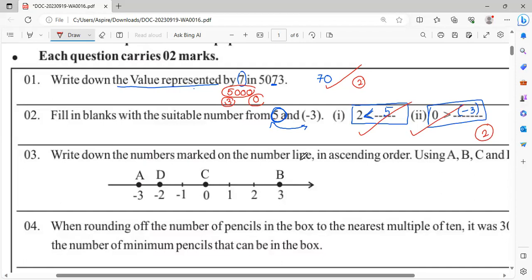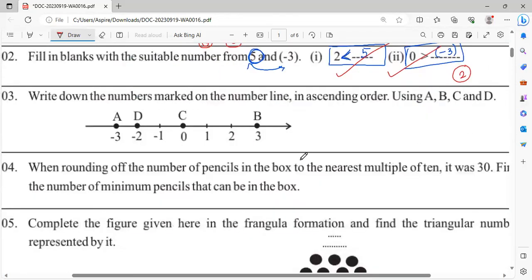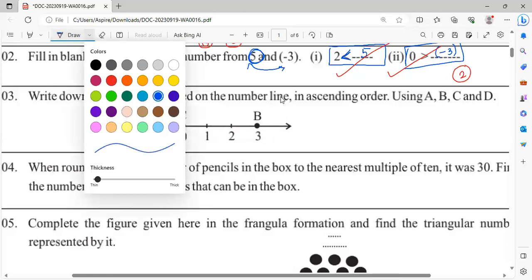Write the numbers marked on the number line in ascending order using A, B, C, D. How do we write particular numbers in ascending order?